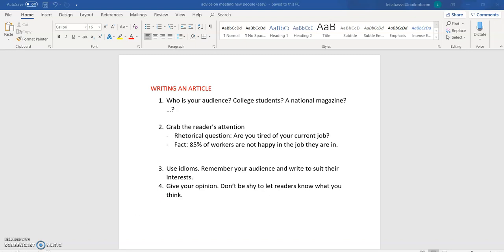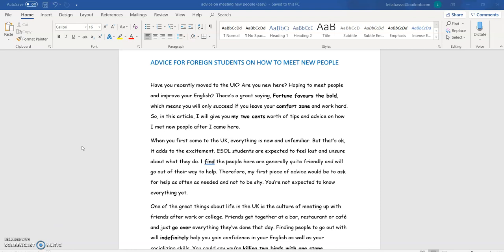So now we're going to look at a sample article. This is an article that I've already read, and this is the title: Advice for foreign students on how to meet new people. Let's say we need to write this article. For example, it's going to go in the college magazine, or it's going to be in a column of the newspaper or wherever. So this is my title. I'm giving advice to foreign students on how to meet new people.